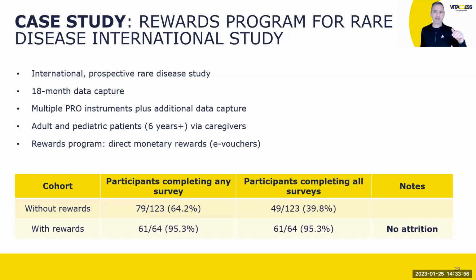And actually, the way the study happened to evolve, we had a cohort who had no rewards, and we had a cohort with rewards. And just very simply in this table, you'll see that without rewards, actually, there was pretty good engagement nonetheless, with participants completing any survey at 64%, and all surveys at 39%. So there's pretty good engagement already. But if you add in the rewards, it's 95% of people completing any surveys and all surveys. That's an absolutely brilliant level of engagement.